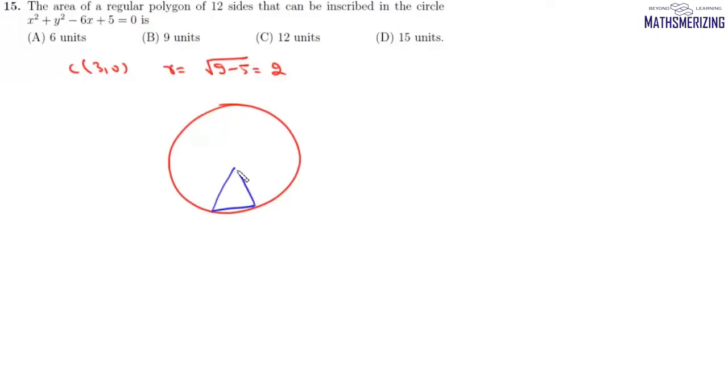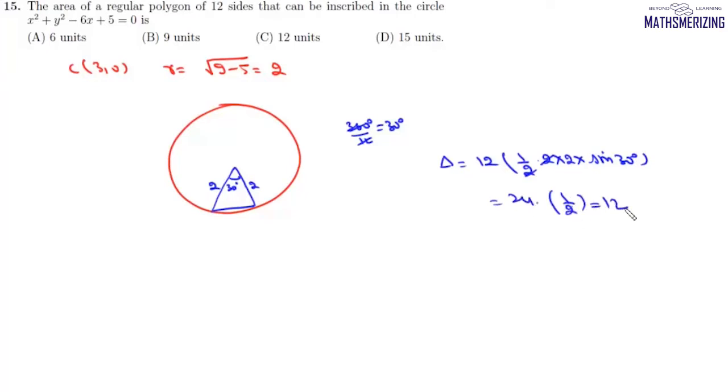Now we consider any one triangle. This angle will be simply 360 divided by 12, which is 30 degrees. So this angle is 30 degrees. This is 2 and this is 2. We need to find area of this regular polygon. Area of this polygon will be 12 times area of this triangle, and area of this triangle will be 1 by 2 into 2 into 2 into sine theta. Sine theta in this case is sine 30. Now this 2 and 2 will cancel. You get 12, and sine 30 is 1 by 2, so it is 12. So area of this regular polygon will be 12 units, and that's your option C.